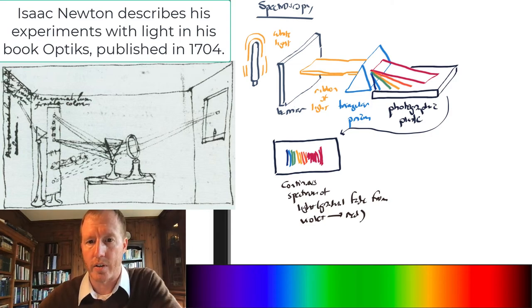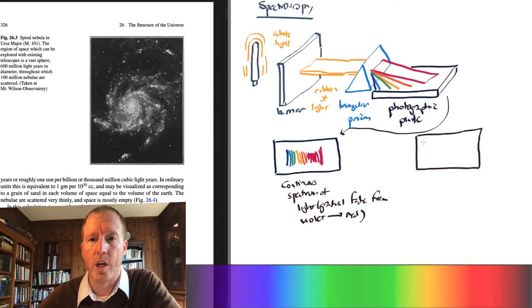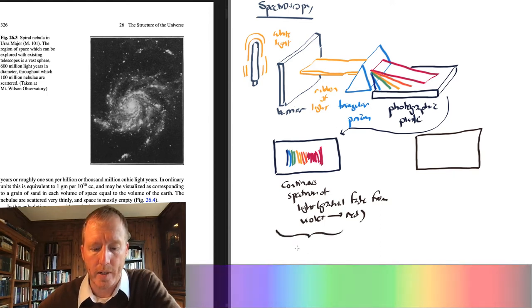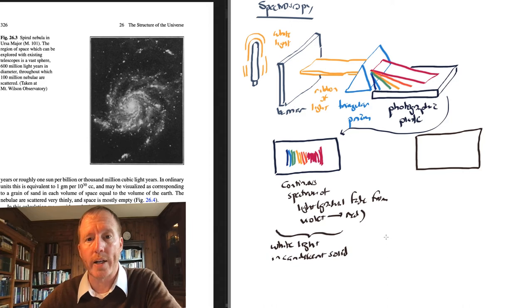Now, here's the interesting thing, if you look at certain kinds of incandescent or glowing sources, you get a continuous spectrum. So in this case right here, this would be if you're using white light that is characteristic of, as Hubble mentions, incandescent solids. So if you take a solid object like a block of copper or a wire of tungsten and you heat it up, it glows, white light comes out, and you get this continuous spectrum.